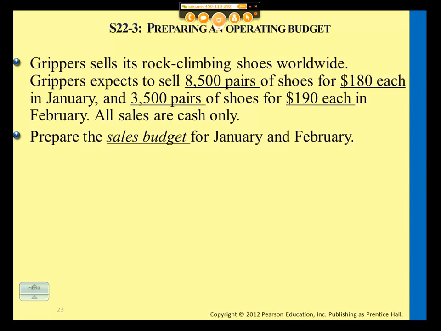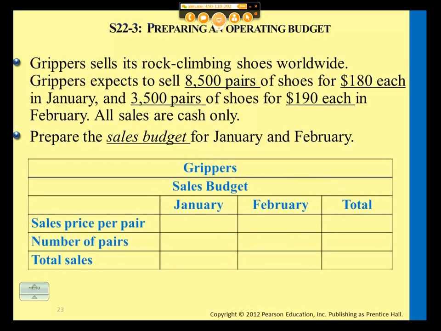S22.3. It's missing something. Here. That's a full picture. All right. So we have a seller who is a rock climbing shoe producer. They expect to sell 8,500 pairs of shoes for 180 each in January and 3,500 at 190 each in February. Sales are cash only. We want to prepare a sales budget.